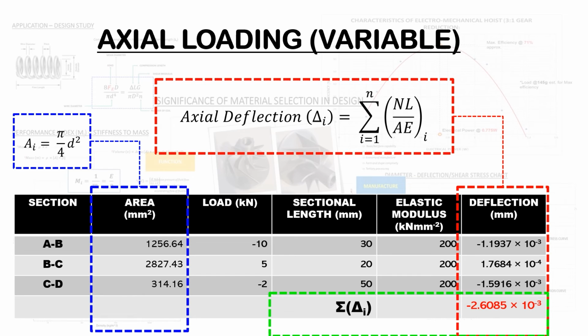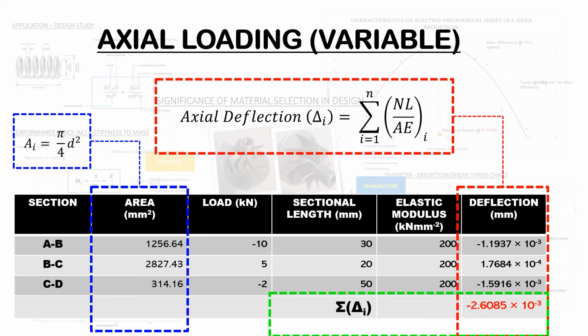As pointed out previously, this is the equation that I just showed you quite briefly. The axial deflection, delta, is equal to N L over A E. N is the internal force or internal load within the component, L is the length of the component, A is the cross section, and E is the Young's modulus for that particular material.